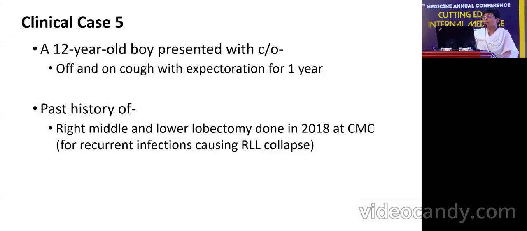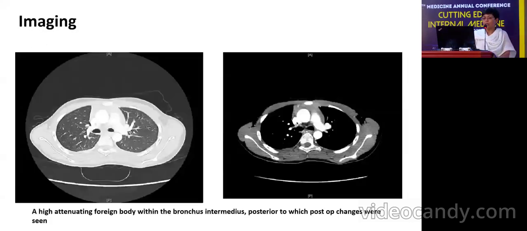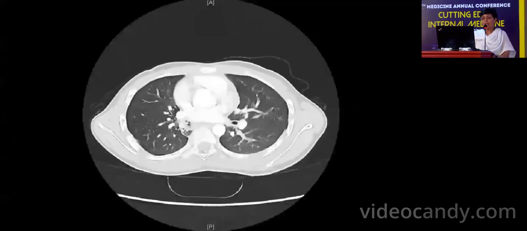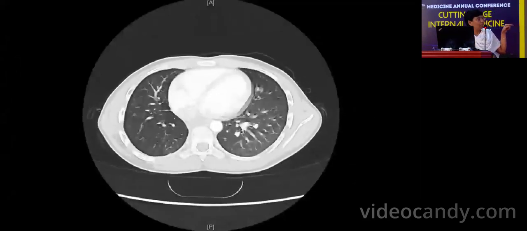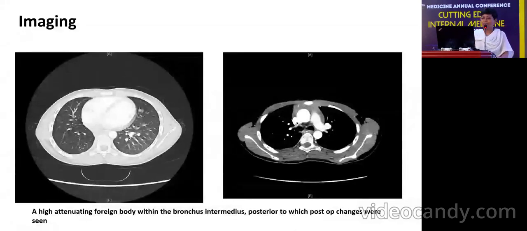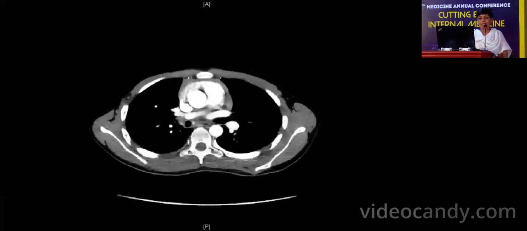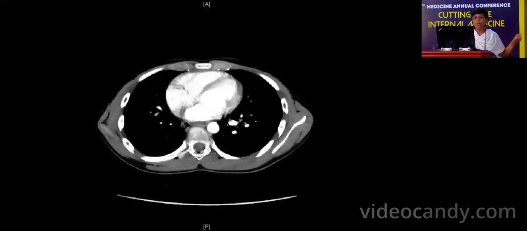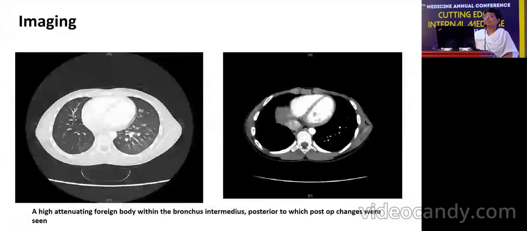He underwent right middle and lower lobectomy in 2018 at CMC because he was getting recurrent infection causing right lower lobe collapse. So a CT was done for this patient, and this showed a foreign body there in the intermediate bronchus. Let's see in this one, the white thing which is seen on the right side. So this patient was taken up by the pediatric surgeons for the removal of the foreign body.